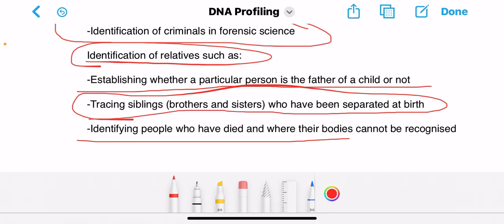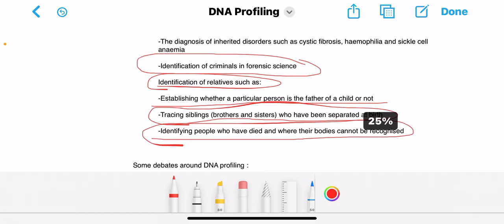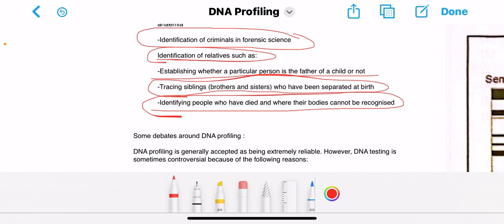Now, it is also used to identify people who have died where their bodies cannot be recognized. Let's say someone in the family died when the house was burning, or in a brutal car accident, or they died and decomposed and we can no longer identify them. So they are going to take your DNA in the family and that person's DNA and check whether this person is from your family, because they are unrecognizable. The only method is to use DNA profiling to check whether they are of your family.